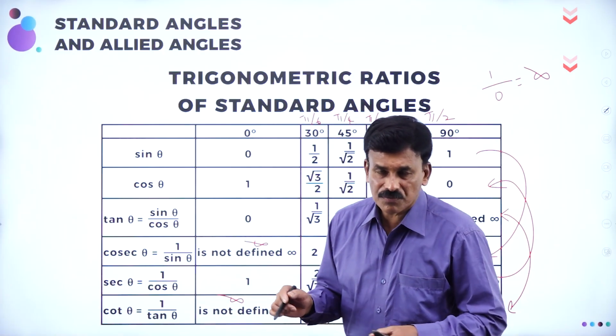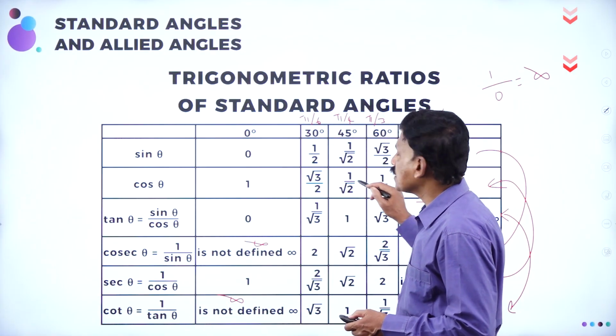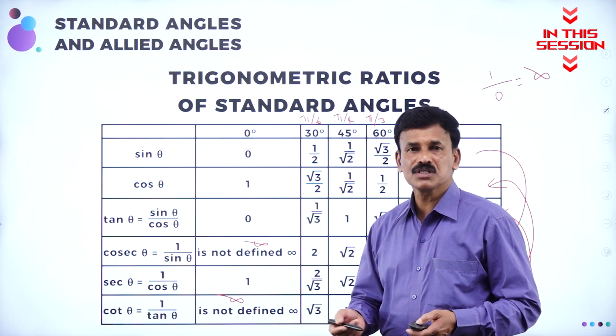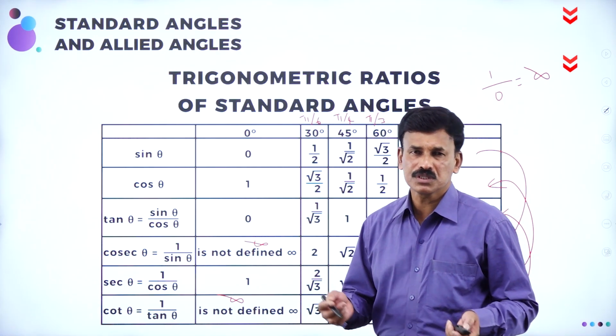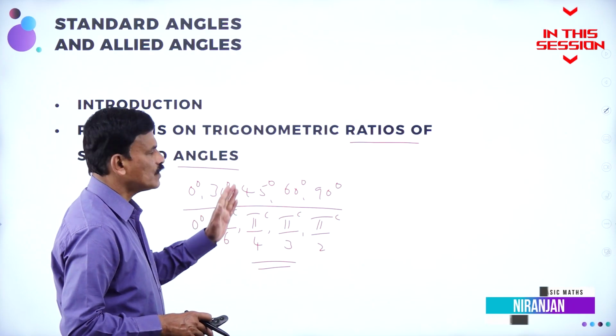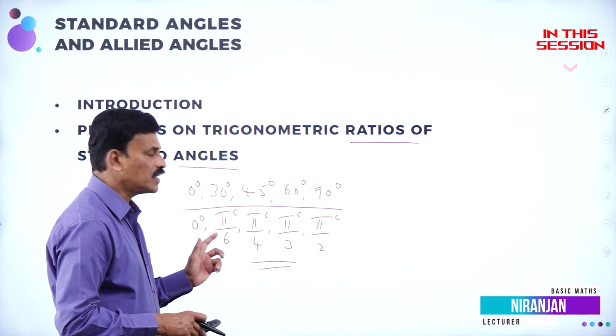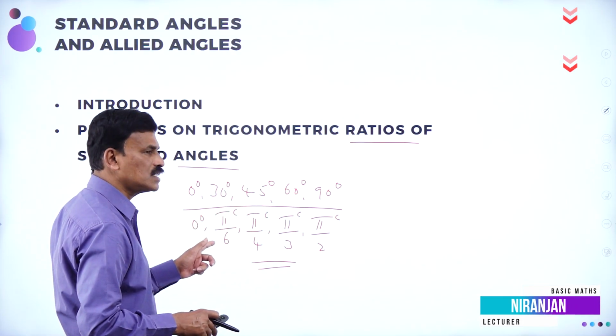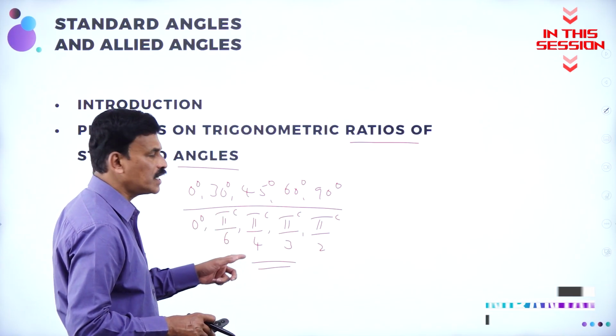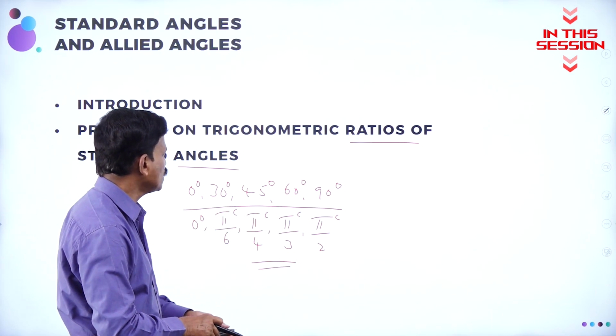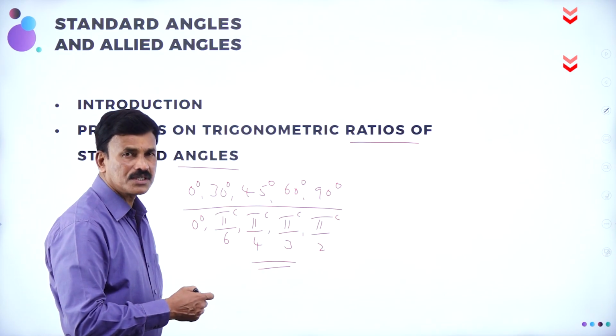Once you are familiar with all these trigonometrical ratios from 0 to 90 degrees, then you can solve any problem related to 0, 30, 45, 60, 90, or in terms of radians 0 degree, pi by 6 radians, pi by 4 radians, pi by 3 radians and pi by 2 radians. These are the standard angles.